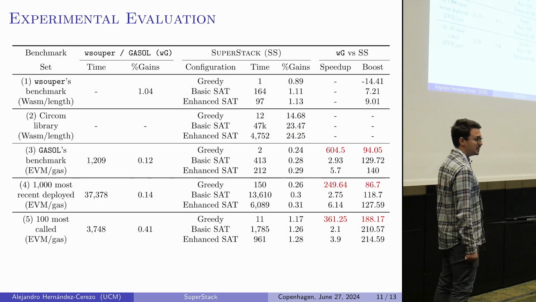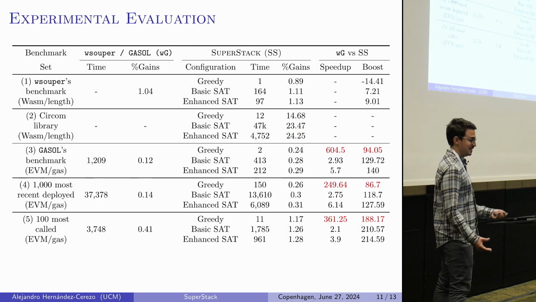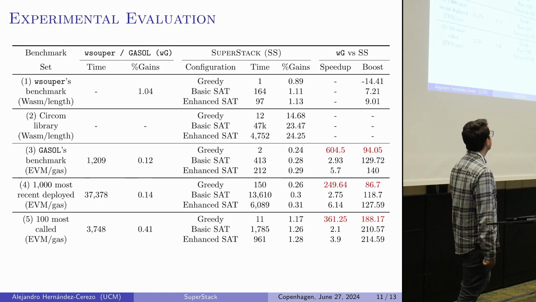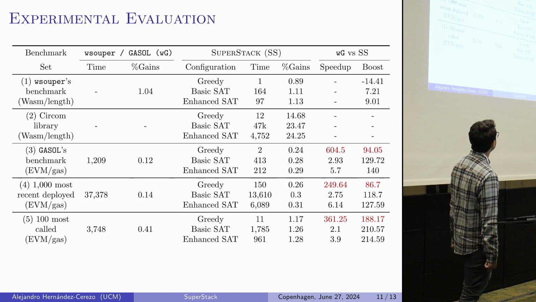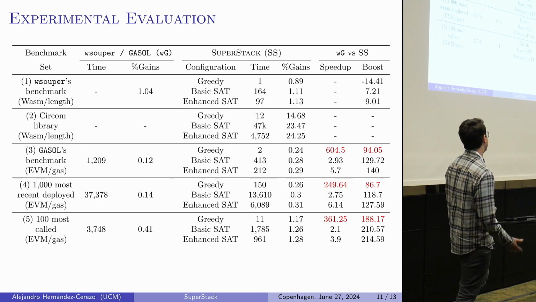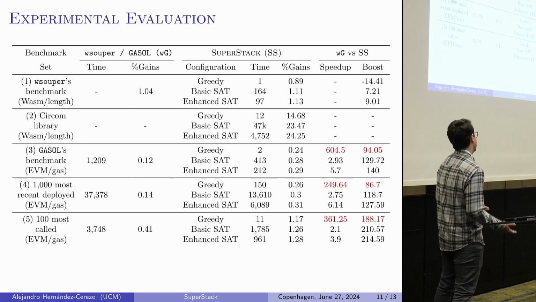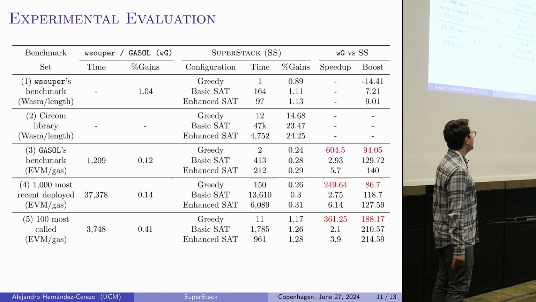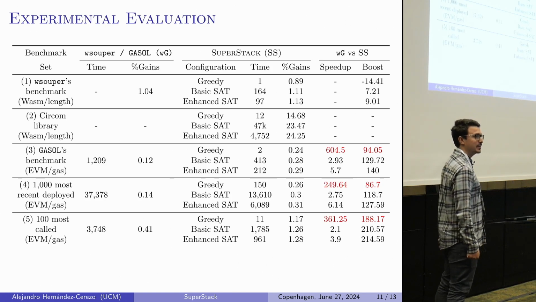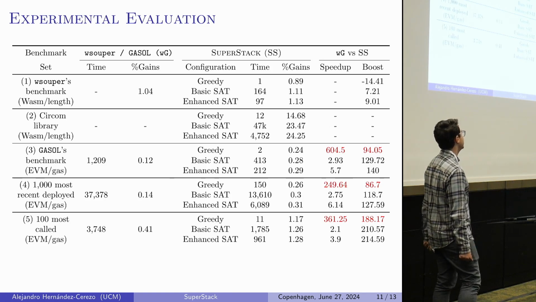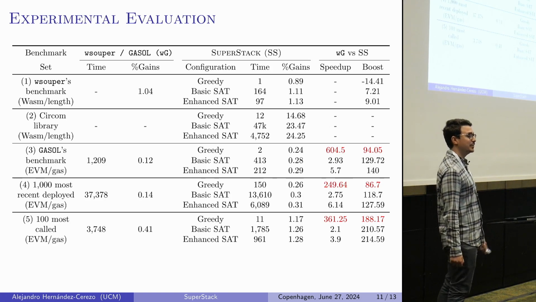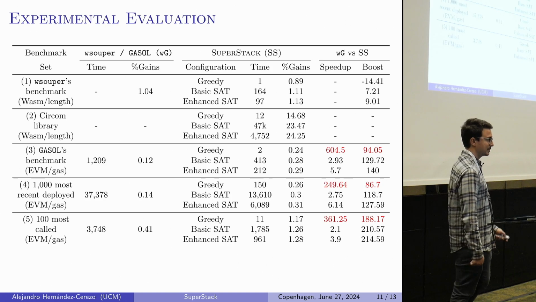Then for the EVM, the results are more or less similar for all benchmark sets. So first, I'm going to explain a bit about the greedy algorithm. It is orders of magnitude faster than Gasol, but this was also clear. But also, we can see that it manages to obtain more gains than even the superoptimizer. And this is because the greedy algorithm can handle really large sequences.